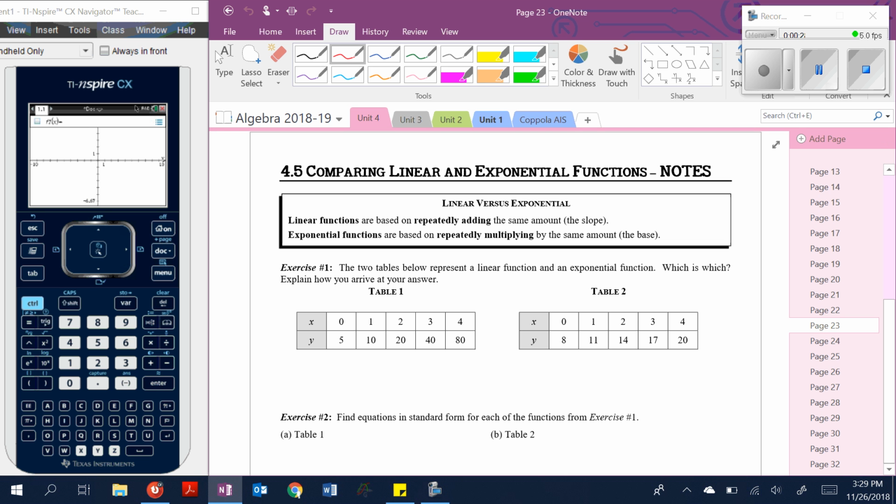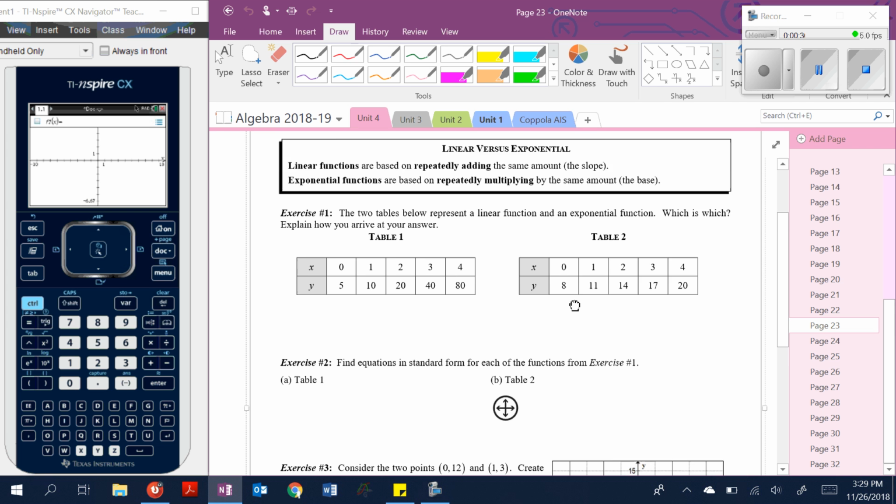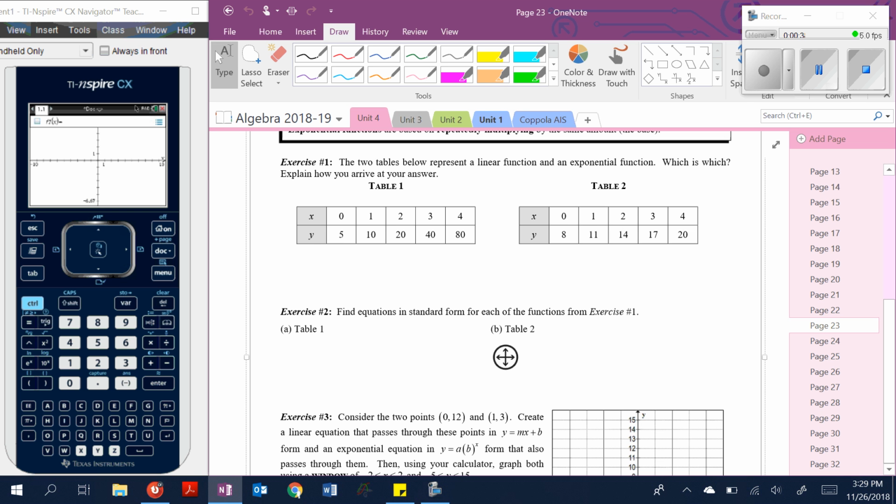All right, so exercise number 1. There's two tables. One is going to be linear and one is going to be exponential, and which is which. In order to determine which is which, first we're going to notice similarities and differences. I notice that all my x values are the same in both. So 0, 1, 2, 3, 4, they're both constantly increasing at the same rate. Let's check out the y's. All right, 5, 10, 20, 40, 80.